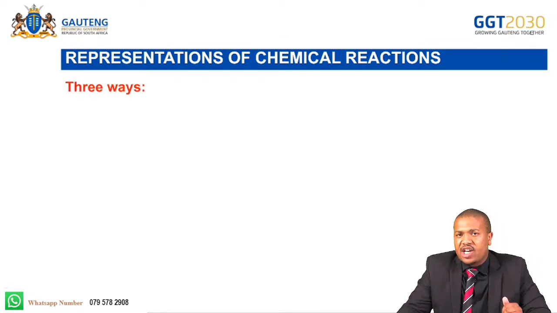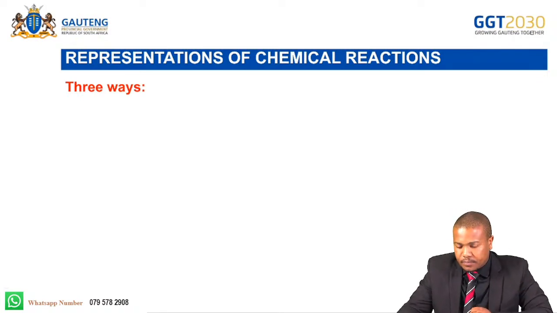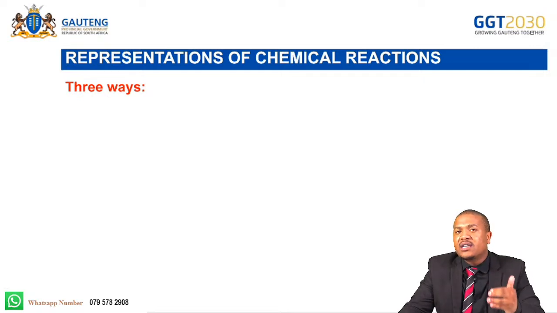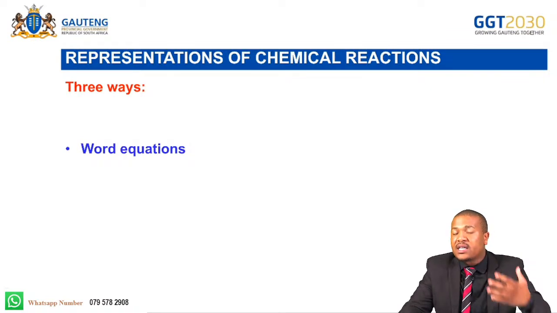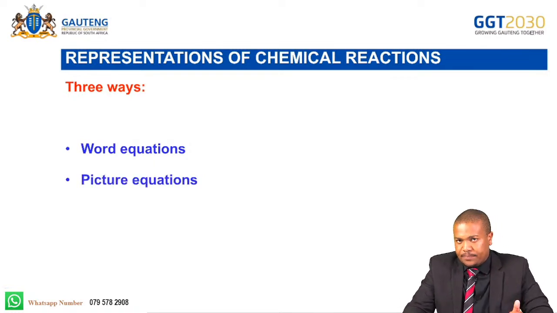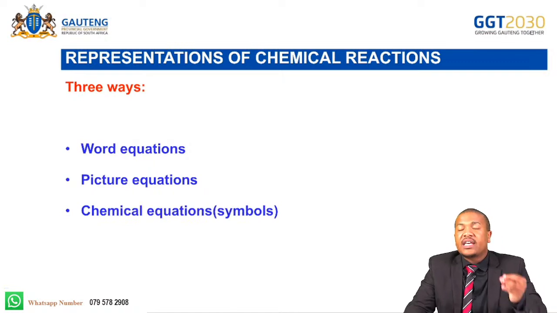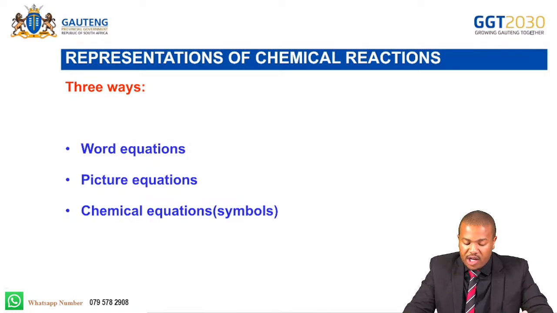Representations of chemical reactions. How can we represent these chemical reactions? There are three ways in which we can represent chemical reactions. The first way is by word equations, where we simply use words to express the equation. Also, we can use picture equations. And the third one, we can use chemical equations, or the symbols that we find from our periodic table on our elements. So we can use word equations, picture equations, or chemical equations.